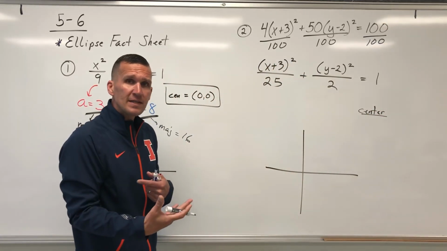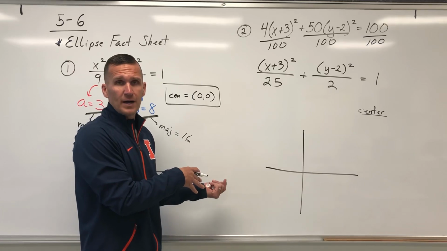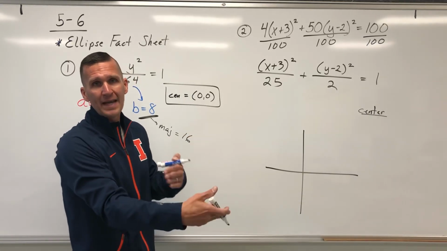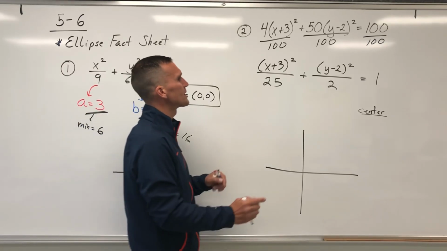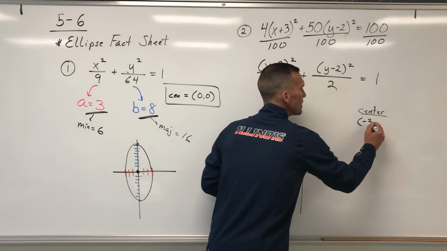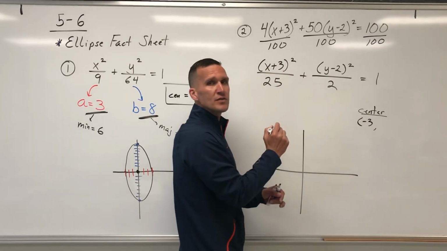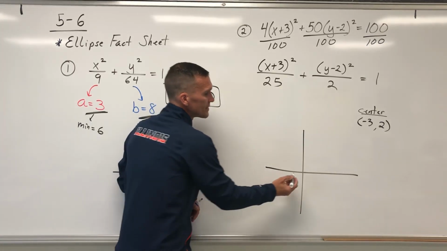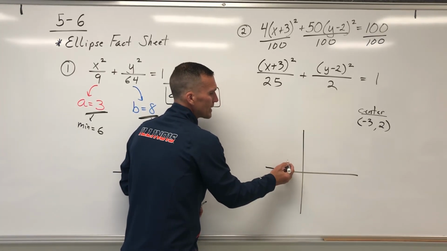is the opposite after x, comma, the opposite after y, because the equation is x minus h and it's y minus k. The minus makes us do the opposite there in the equation. So the opposite of plus 3 is negative 3, comma, the opposite of minus or negative 2 is positive 2. So my center is negative 3, comma, positive 2.